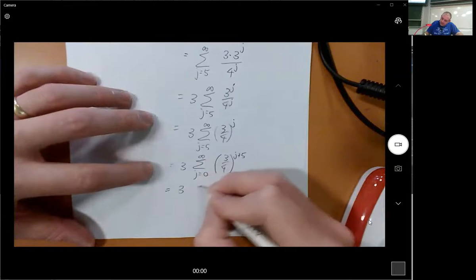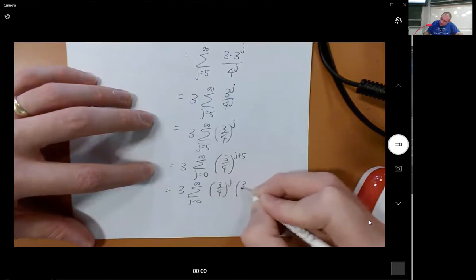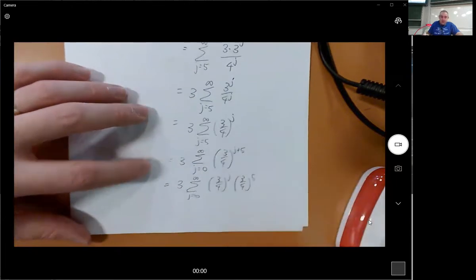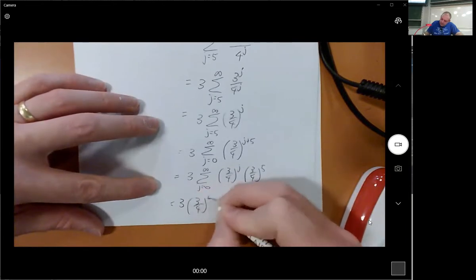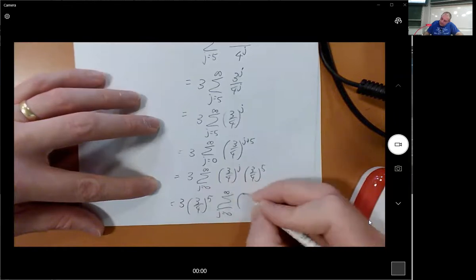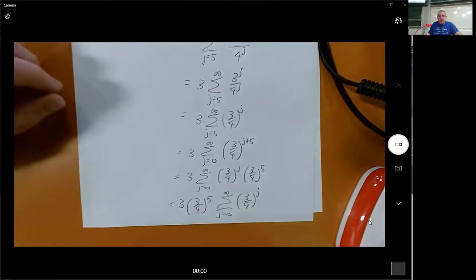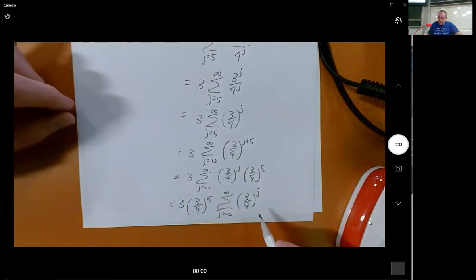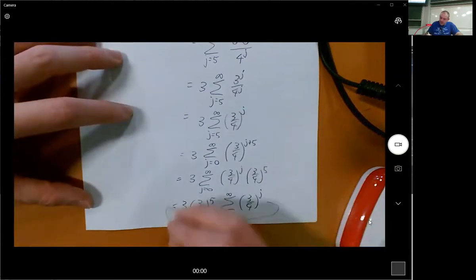And then I'll just have to do exactly the same trick I did before of that's 3/4 to the j times 3/4 to the 5. And so I've got 3 times 3/4 to the 5, sum from j equals 0 to infinity of 3/4 to the j. And that I have a formula for. So I've sort of run out of space on this page, so I'm going to stick it over here.